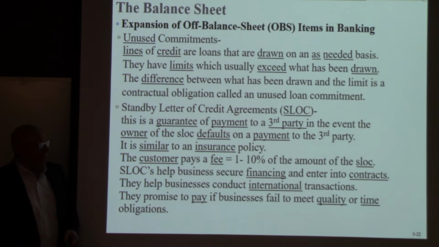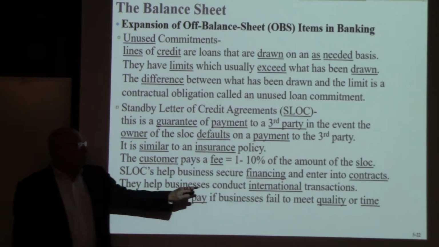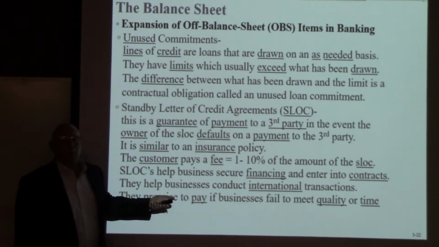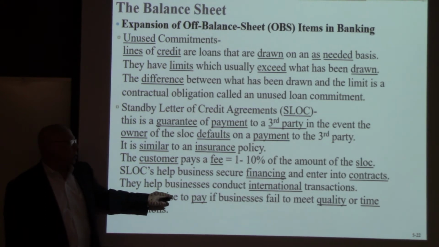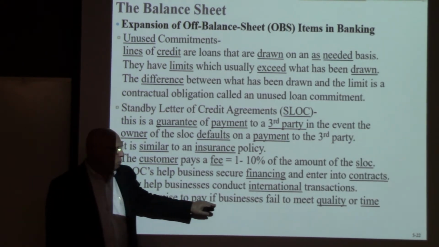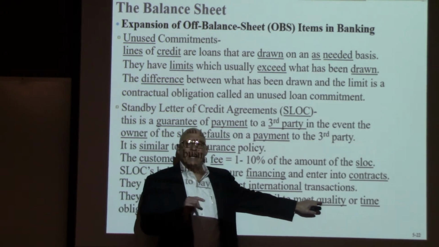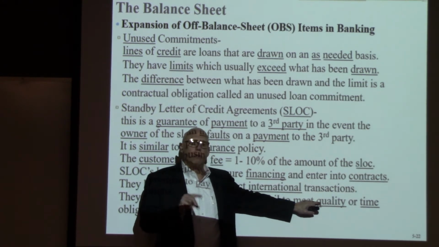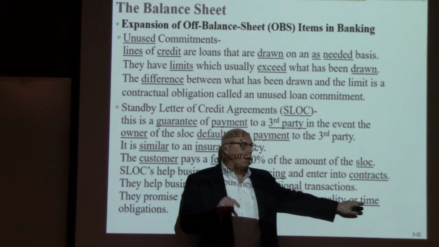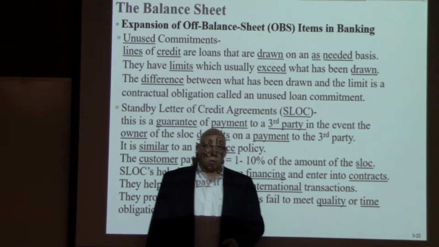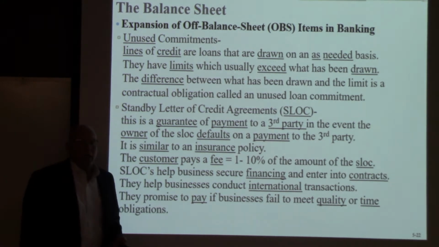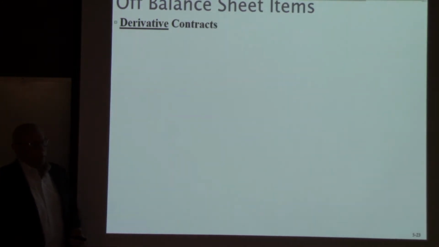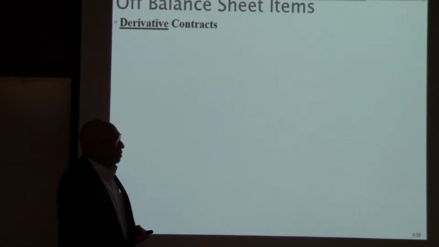They're often done for quality or time purposes, which means that the third party, the bank that issues the standby letter of credit, will guarantee that company A delivers the type of product at the level of quality that they promised, or that they deliver the quantity of product within the time frame that they promise. Otherwise, the SLOC gets exercised and the bank has to step in and make the payment. So that's a big item used in international business.